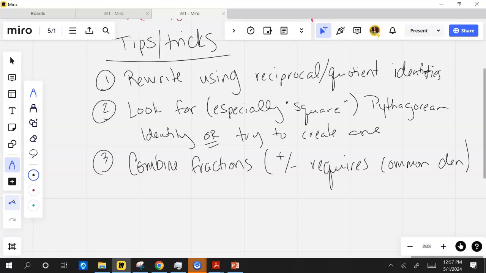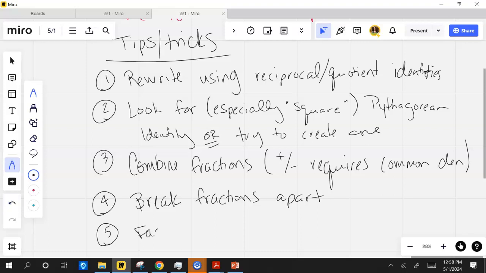Two more little tips. Again, what makes this difficult, I think, is that I can't just say do this every time, because this is all about working with what you've got to try to get it down to a simple trig function. If you can't combine fractions, maybe you can break fractions apart. And you may even be able to factor something. Maybe you can factor out a sine x, or something along those lines. But yes, you may be able to factor.